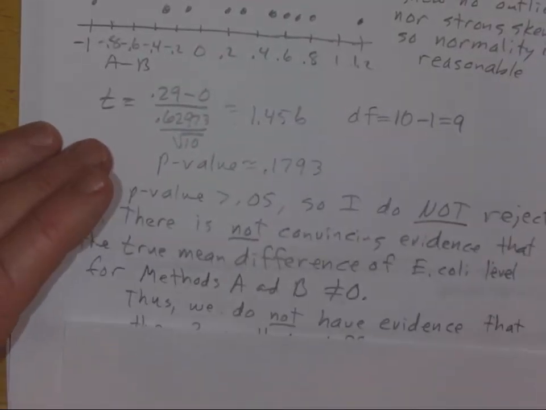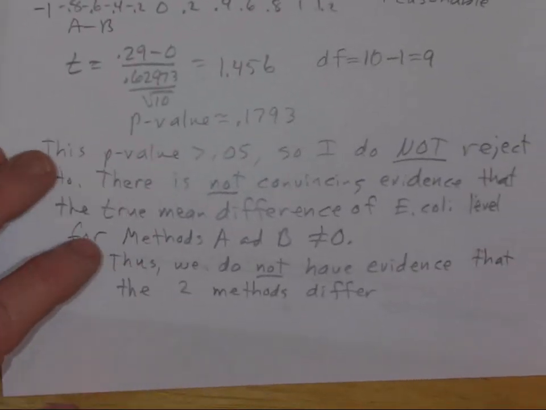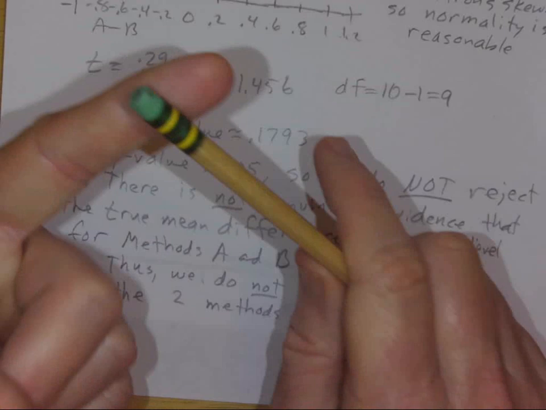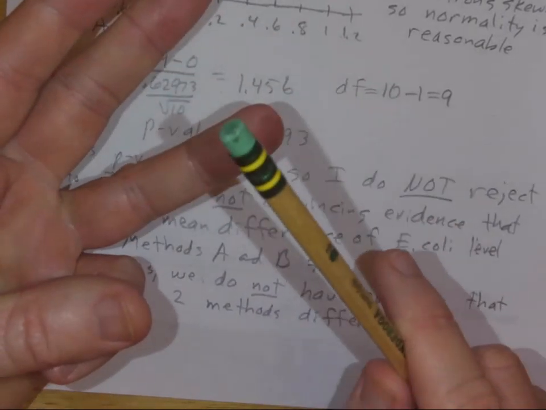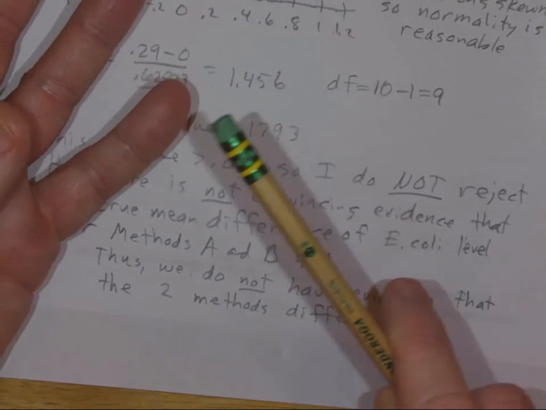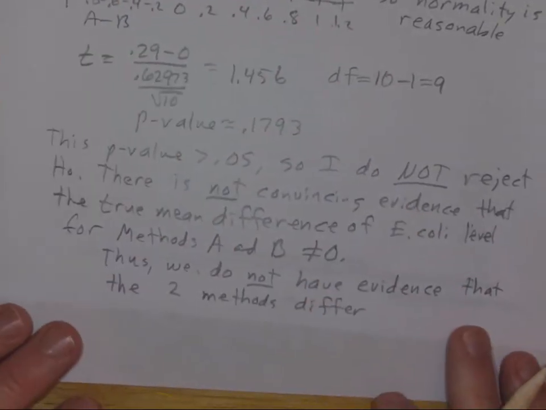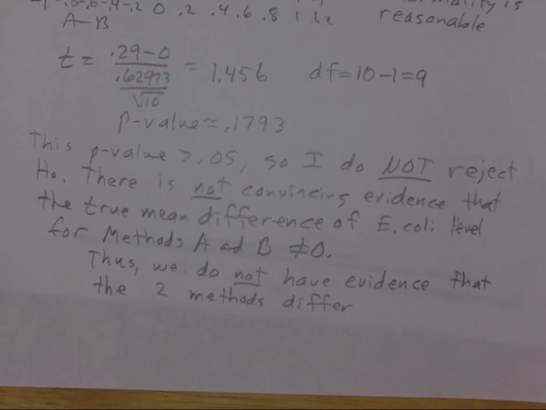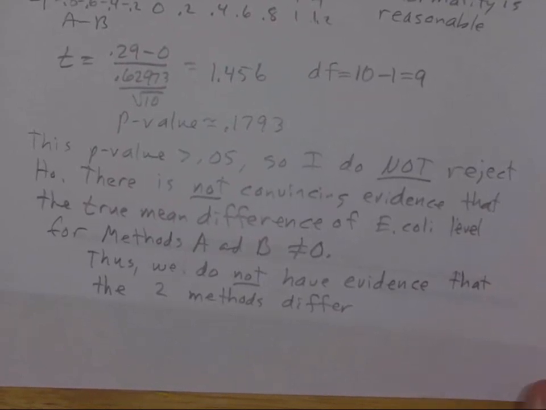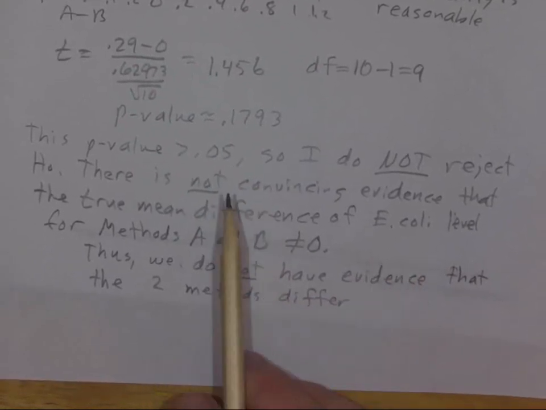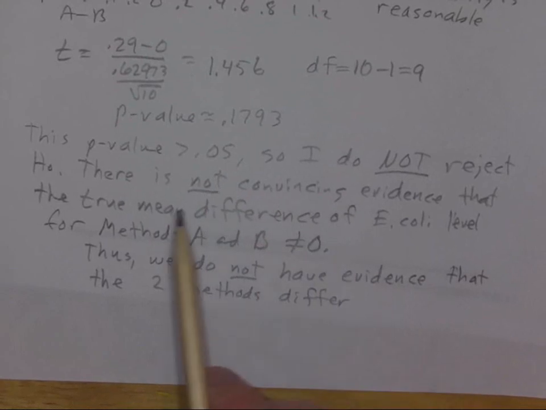But what is very likely to be in the exam is this ending. So we've done our type of inference, we've done our hypotheses, we've done our assumptions or conditions, we've done our mechanics. All right, now the ending. We have to draw our conclusion with the p-value, and it's just like every other time we draw a conclusion with the p-value. If the p-value is low, we reject the null. In this case, it's not low; it's above 0.05. It's above our alpha. All right, so I do not reject the null.